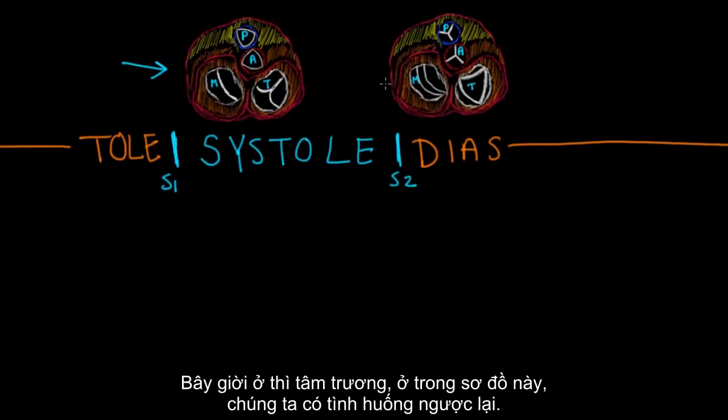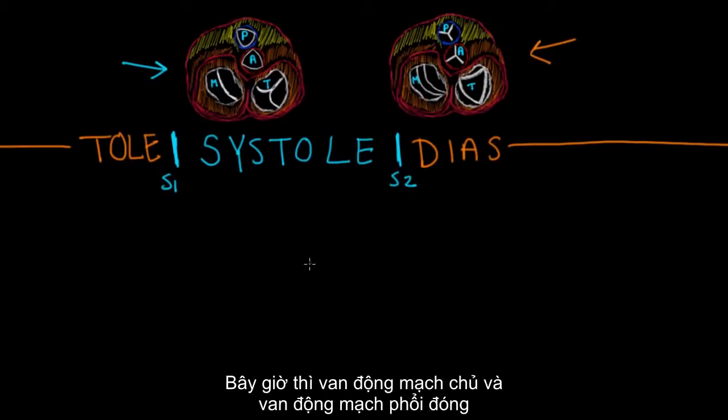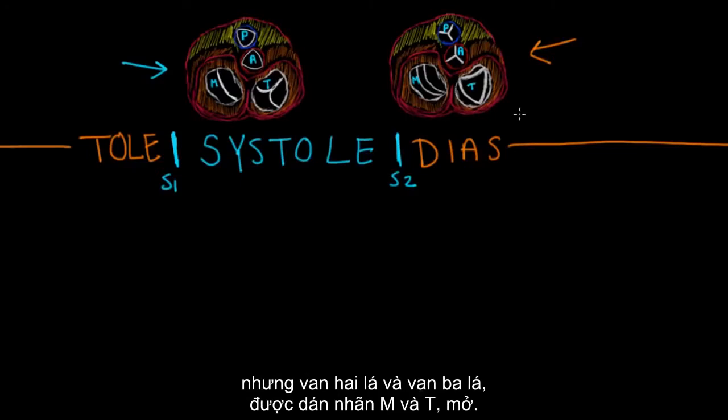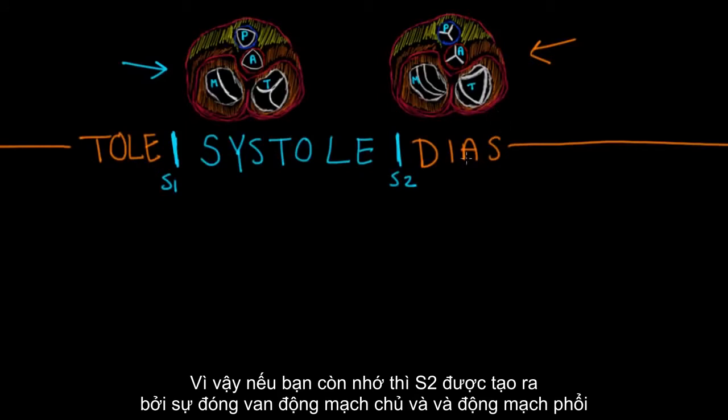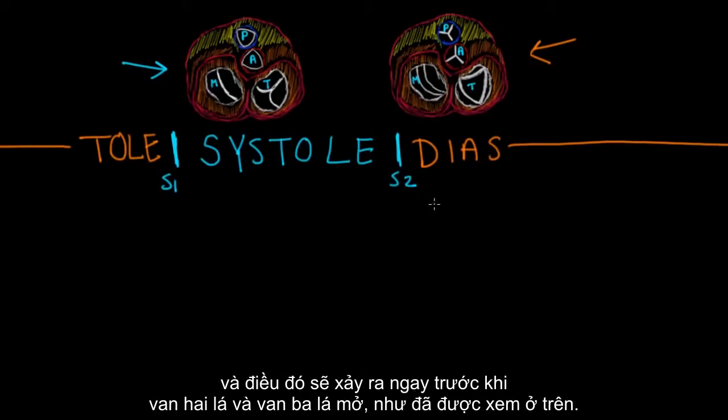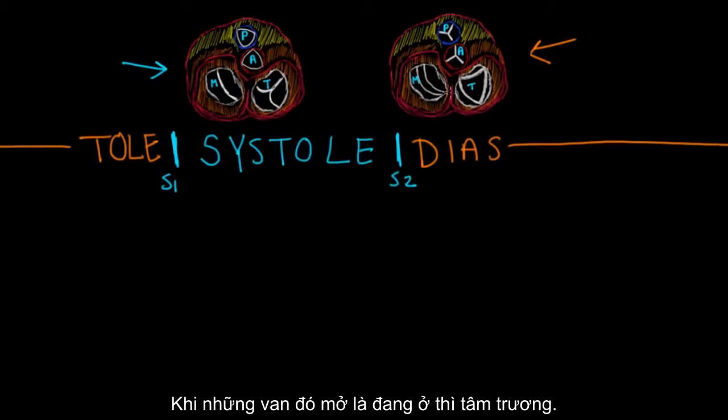Now in diastole, in this diagram, we have the opposite situation. So now the aortic and pulmonic valves are closed, but the mitral and the tricuspid, labeled M and T, are now open. And so if you remember, S2 is caused by the closing of the aortic and the pulmonic, and so that'll occur just before the mitral and tricuspid open, as seen here. And when those valves open, you're in diastole.